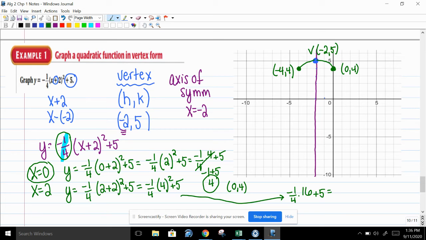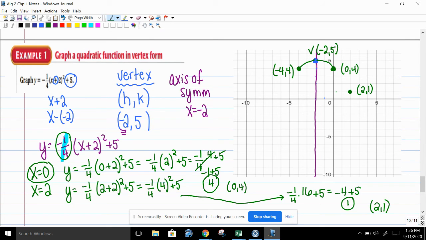Negative 1 over 4 times 16. Multiplying by 1 over 4 is the same thing as dividing by 4, so this is really dividing by a negative 4. You can use your calculator for that. That's negative 4 plus 5, which is positive 1. So that means the point (2, 1) is going to be on my graph.